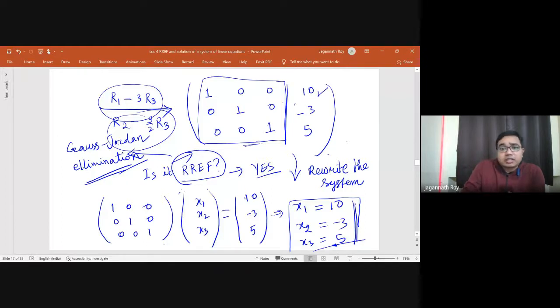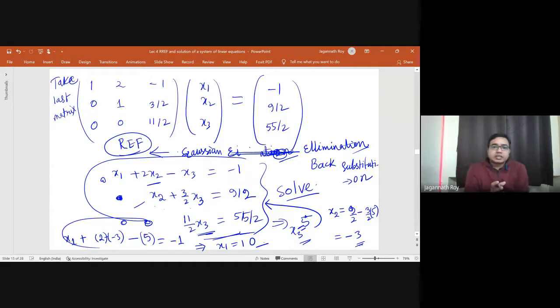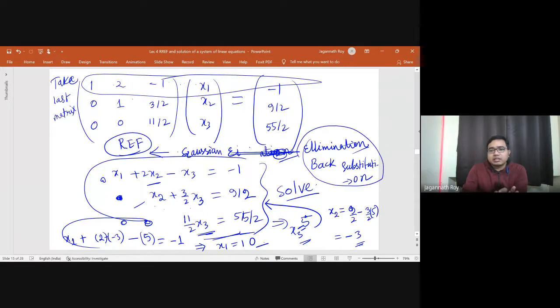Solutions are 10, minus 3 and 5. The same solution we have obtained in the Gauss elimination process also. But for that also we have to do this back substitution. So that means our computational effort is the same. Now this would be difficult, let me tell you, if instead of 3 variables we have more variables, like 100 variables, then in the first row you will have so many non-zero entries, and the back substitution process will be lengthy.